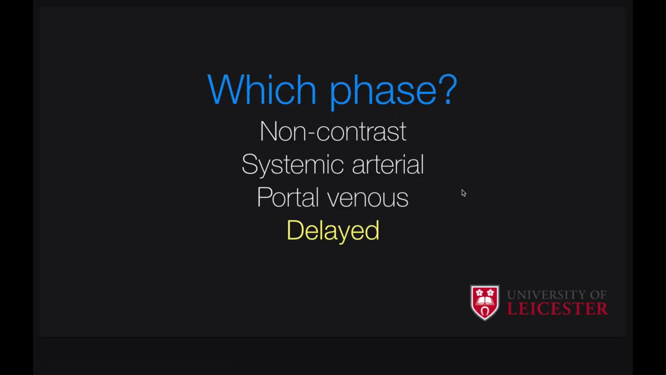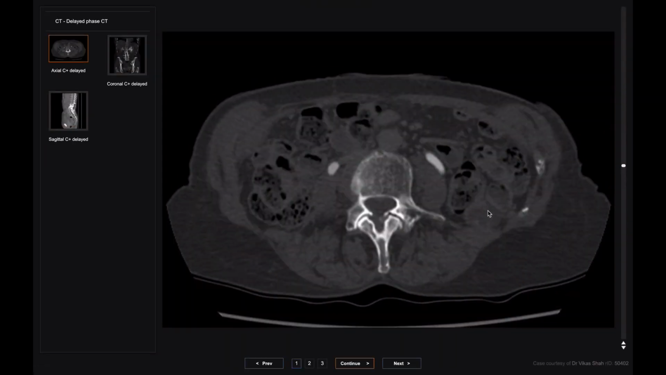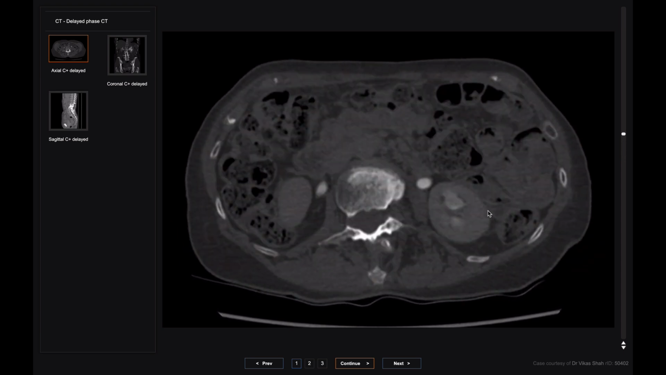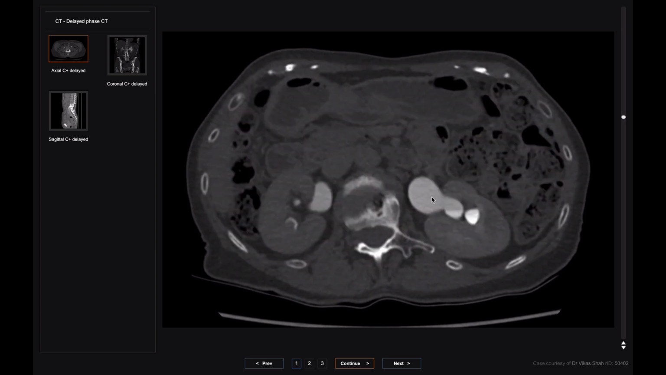Now let's look at some examples of delayed phase imaging. And as I've already said, the delay that you put on the scan can be varied depending on what specific information you require. So this is really useful for urological imaging, because when the contrast is injected, you can allow the kidneys to handle the contrast by allowing it to pass through the tubules, and then it gets excreted into the pelvic calyceal system and then into the ureters.